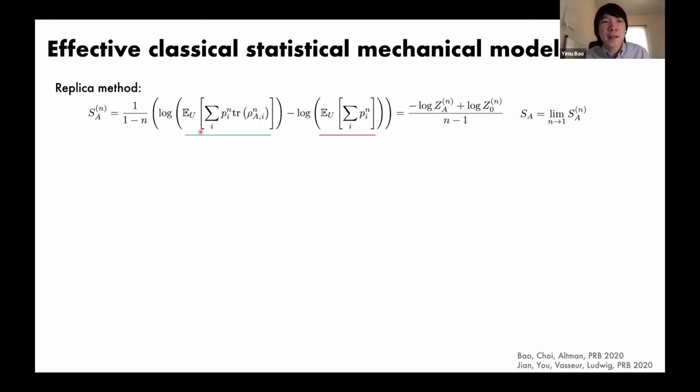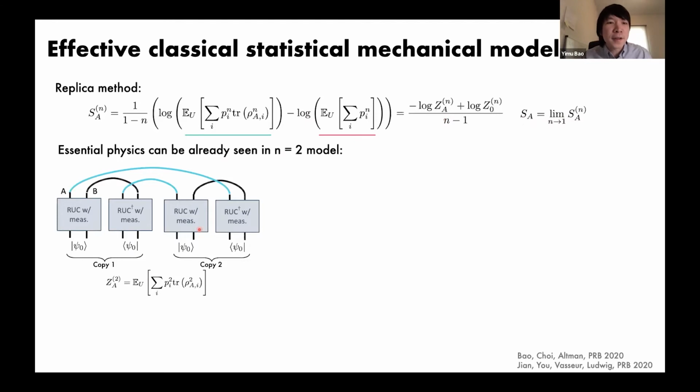I will show in a second that the underlying quantity can be mapped to the partition function of a classical spin model. All the essential physics can already be seen in the n=2 model. So let's take a look at the quantity here. Take n=2. This quantity involves two copies of the density matrix, and we can write down a tensor network representation of it. It involves both the forward and the backward evolution, so in general there are 4 copies of random unitaries.